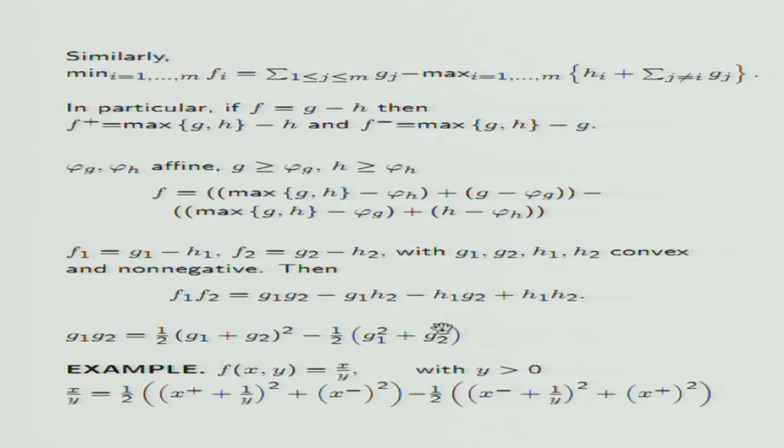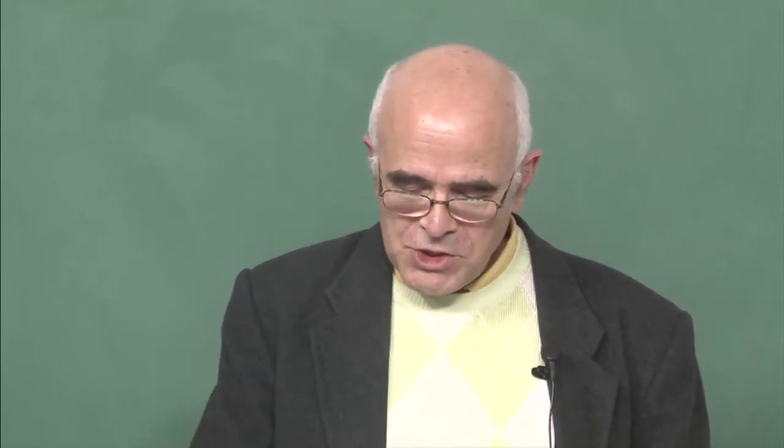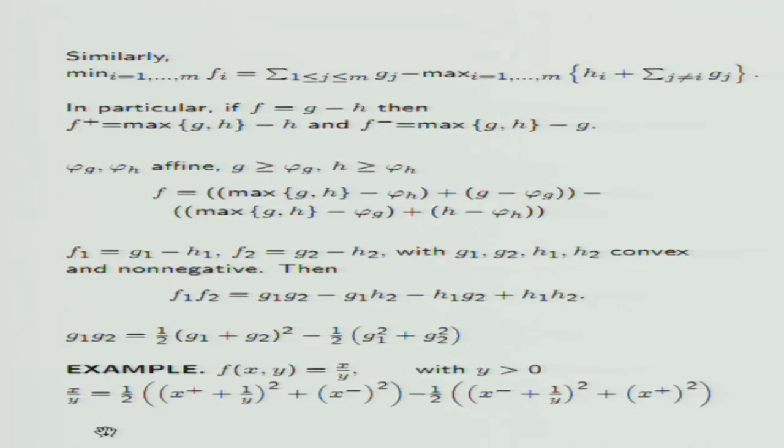Here you have an easy example, an application of the preceding technique. The function of two variables, x over y, with y positive. This is the product of two functions. x is one of the factors, and the other is 1 over y. Both are convex, but x is not non-negative. So we have to decompose it as a difference of two non-negative functions. And using this decomposition, the technique I have shown here, after some obvious calculations, we end up with this expression for x over y as a difference of two convex functions.